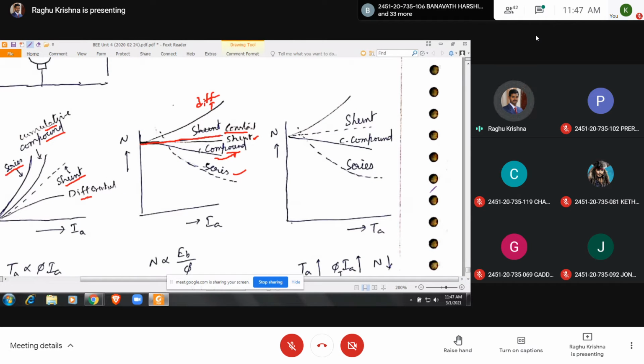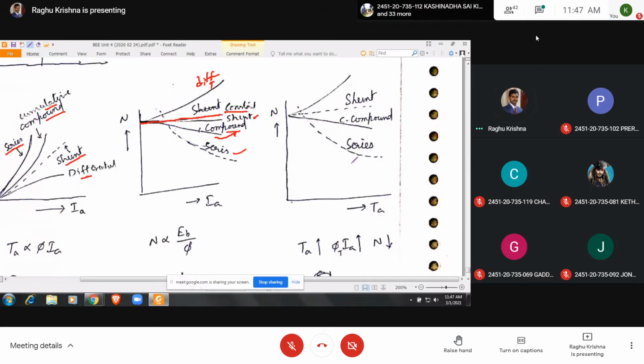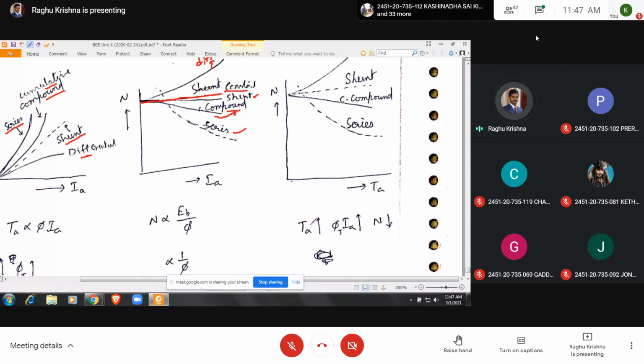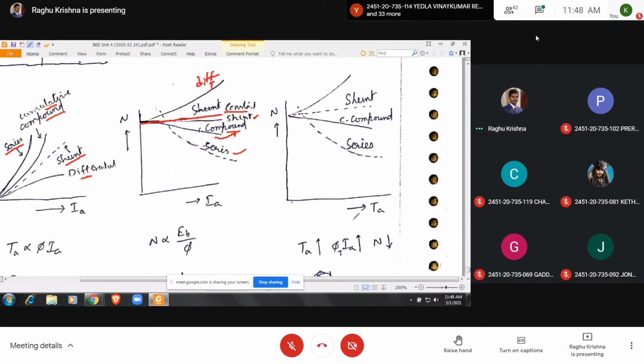So next one is the speed versus torque. Here you can see similar relationship. Instead of Ia you have Ta. The graph will be almost similar. Torque can be increased only if flux and Ia are increased. So the speed reduces, and this is similar to previous graphs. Okay.